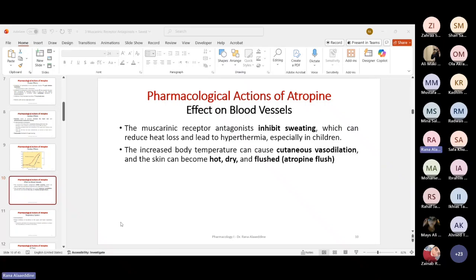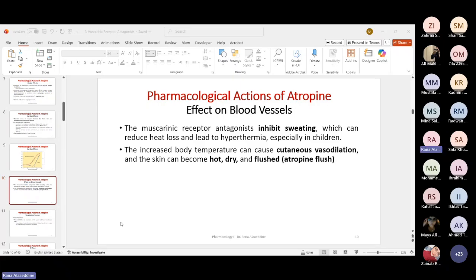Exactly. So our bodies will retain the heat. There's no way to get rid of the heat. Sweating is not there anymore. So the body's temperature is going to go up. What happens when someone's temperature goes up? What happens to his face? What color does it turn? Red. Yes, the red, but why?